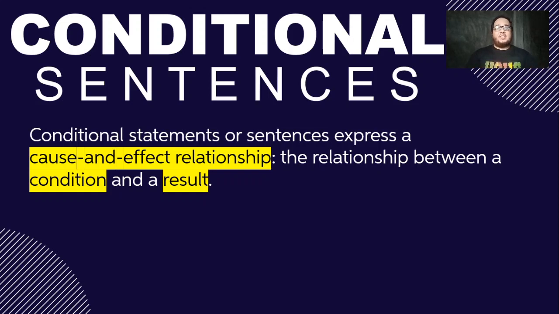Conditional sentences. So what are conditional sentences? Conditional statements or sentences express a cause and effect relationship. Meaning to say, this sentence has a condition and it has a result. So there are two clauses in this sentence: a clause that tells a condition, a cause, and a clause that tells a result or effect.